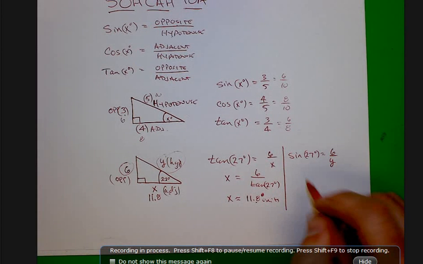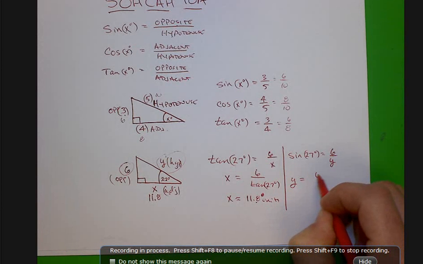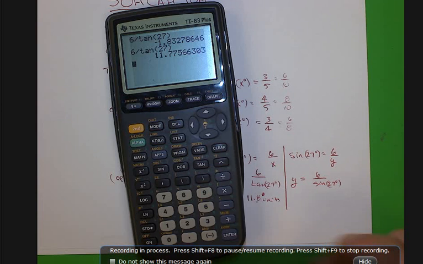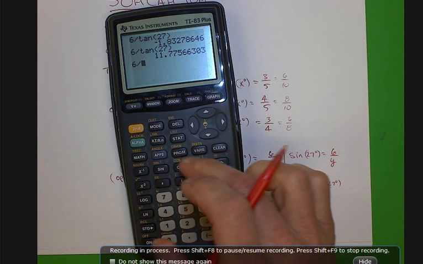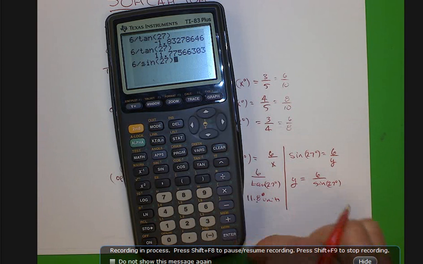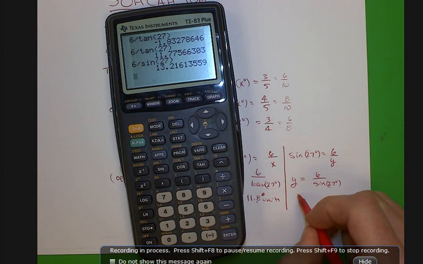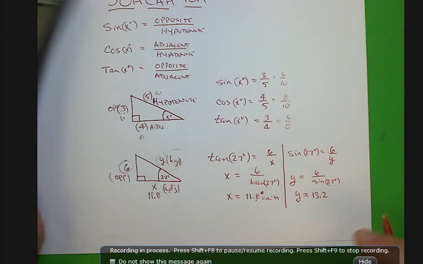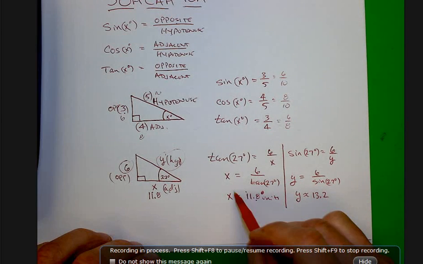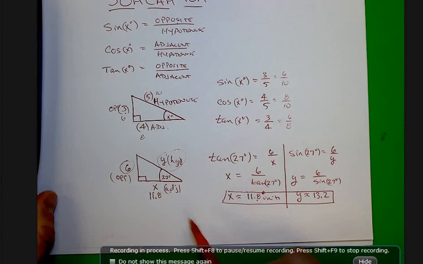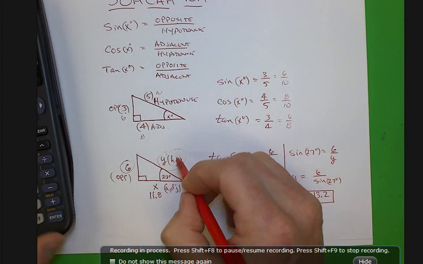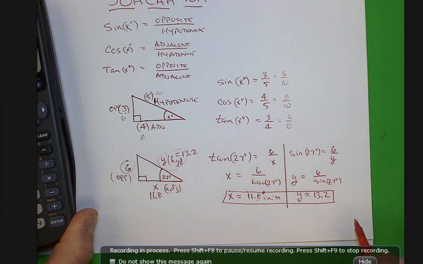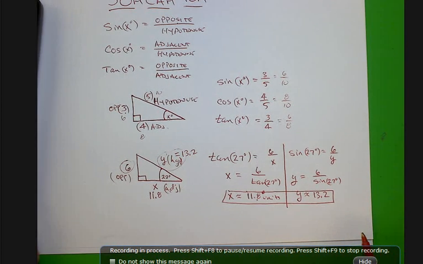So based on what we did back here, we'll take y is equal to 6 divided by the sine of 27 degrees. So on my calculator, 6 divided by sine 27, close it, enter. And y is equal to about 13.2 units. You could use the Pythagorean theorem to show that 6 squared plus 11.8 squared equals about 13.2 squared. Now, it won't be exactly because we rounded it off, but you can put that in the Pythagorean theorem and kind of check it out.